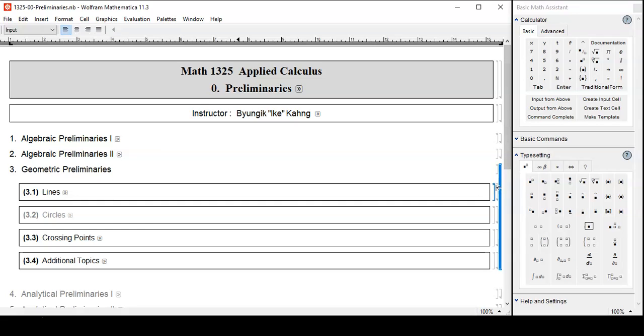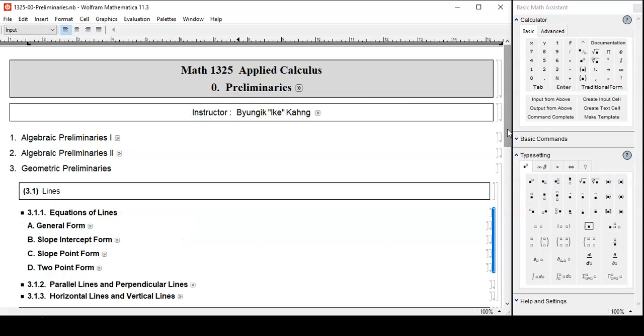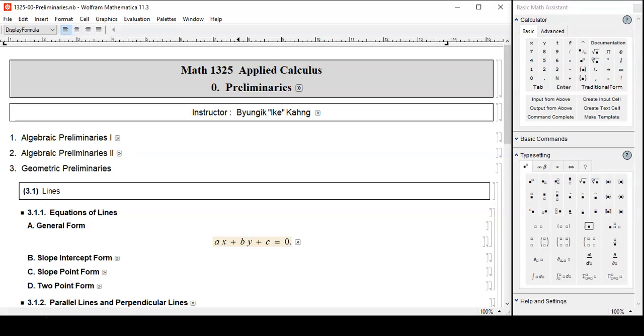Let's begin. Let's go to subsection 3.1, lines. And these are the equations of lines that you have to know. There are more, but these four are essential. Here's a general form. Any linear equation, any first-degree polynomial equation of x and y, forms a line.